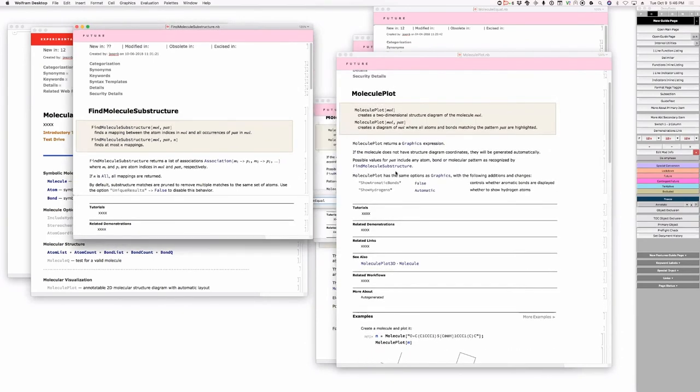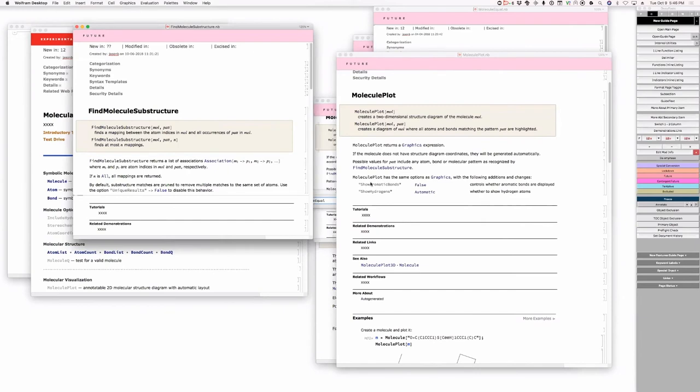By the way, here, what the hell is this? What's that thing? Show aromatic bonds. We discussed this yesterday. We know that they go away. They have to go away. Well, how are we going to deal with this?